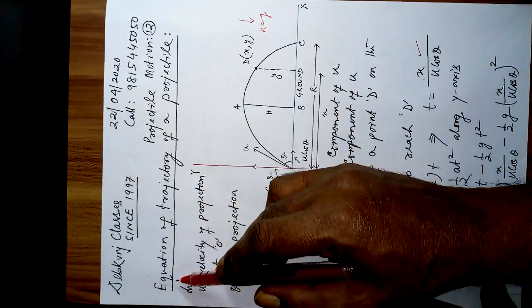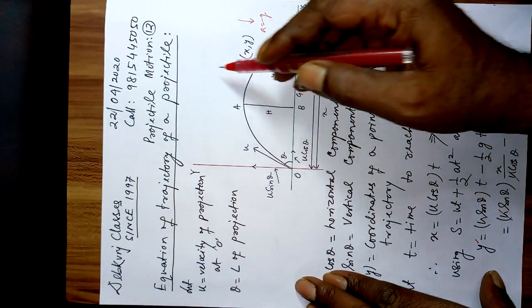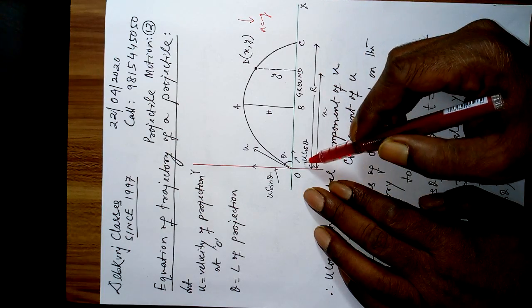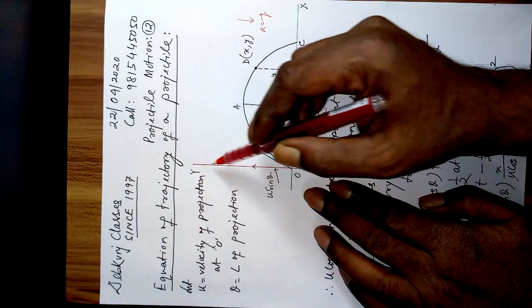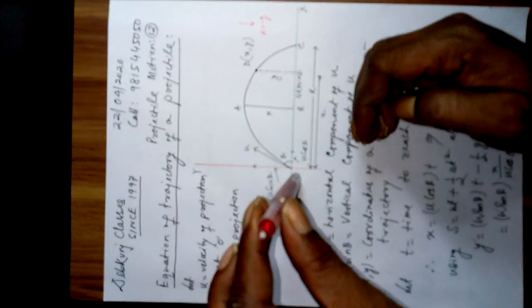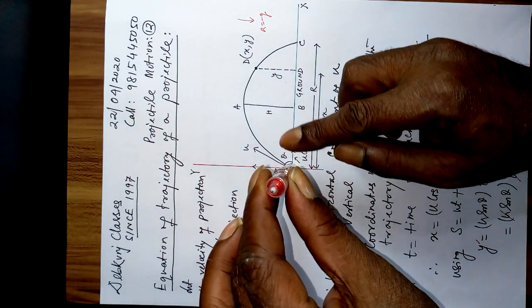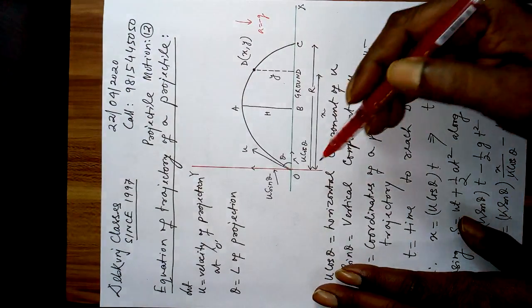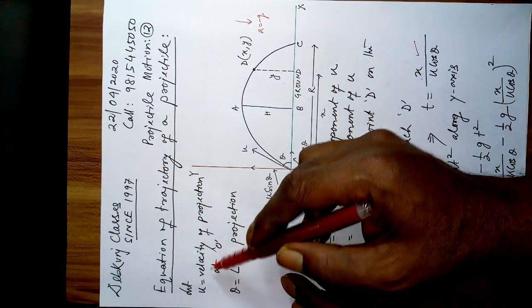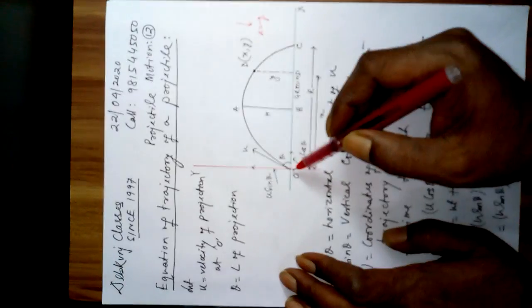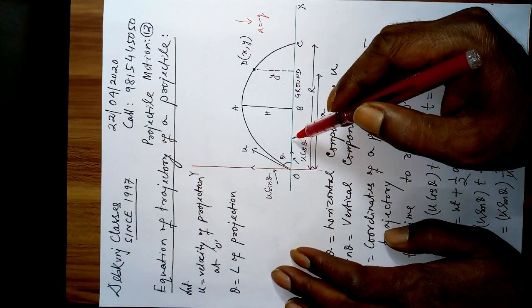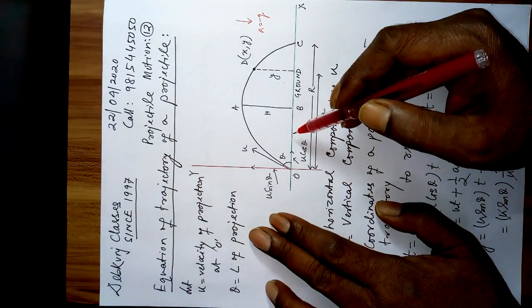Now, equation of trajectory of a projectile. Look, this is your ground, x-axis. Your y-axis is your vertical. Means like this. And the projectile is traveling like this, right? And now, from the point O, use the velocity of projection at O, making angle theta with the horizontal. So theta is the angle of projection.